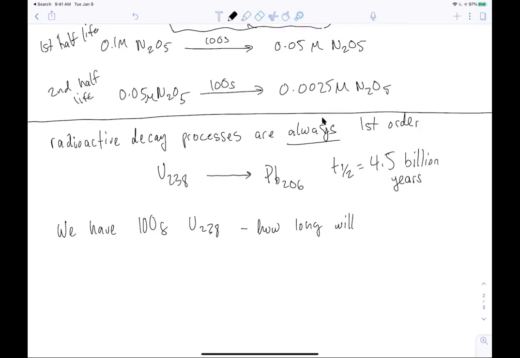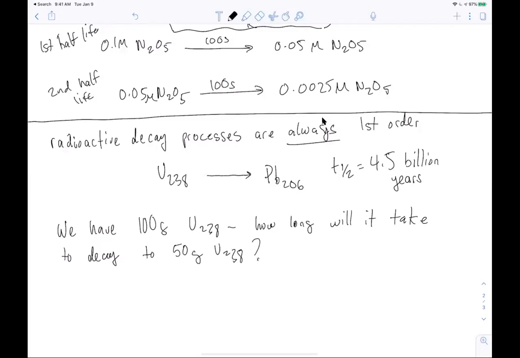I'm trying to think about how you could phrase this that wouldn't use the integrated rate law. There's a bunch of different ways to solve this. Let's start with an easy one. Let's say we have 100 grams of uranium-238. How long will it take to decay to 50 grams of uranium-238? So this is the most straightforward this question can be.